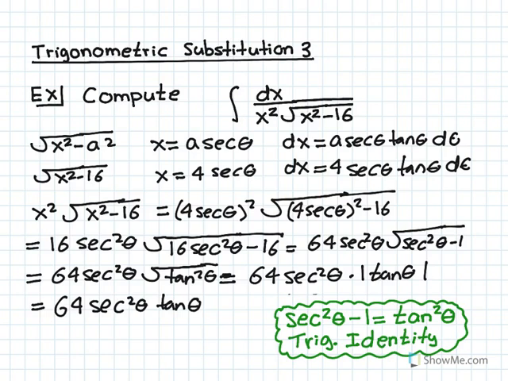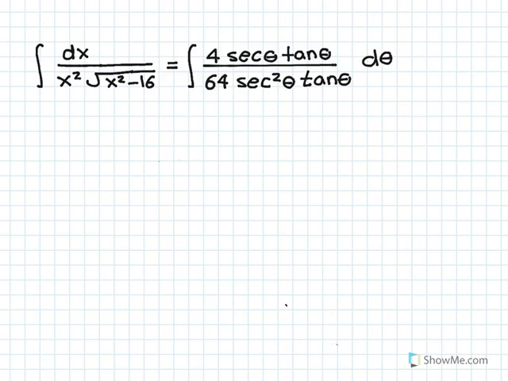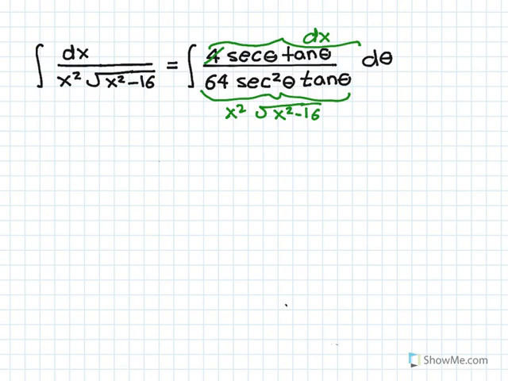All right, let's put it all together. The integral of 1 over x squared times root of x squared minus 16 is equal to 4 sec theta tan theta d theta, and this part is actually just dx, over the denominator of the integrand, this part, which is x squared root of x squared minus 16. Let's simplify this. 4 cancels with 64, giving you 16. And sec theta cancels with sec squared theta, giving us sec theta in the denominator. And tan theta in the denominator cancels with tan theta in the numerator.